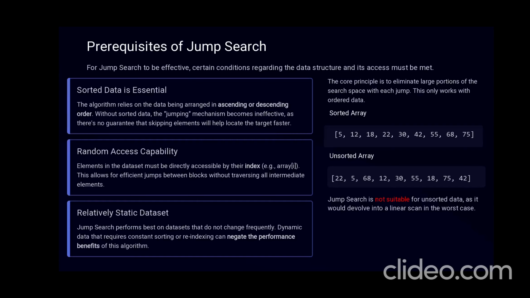For jump search to work efficiently, some conditions must be satisfied. The most important requirement is that the array must be sorted. If the data is not sorted, the algorithm cannot decide where to jump. Another requirement is random access. This means elements should be directly accessible using indices. Therefore, arrays are suitable while linked lists are not. Jump search also performs best on relatively static datasets where the data does not change frequently.